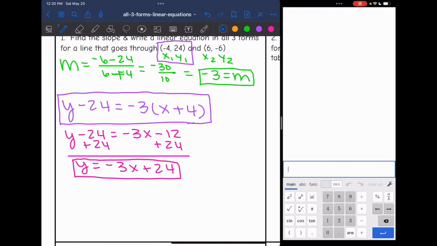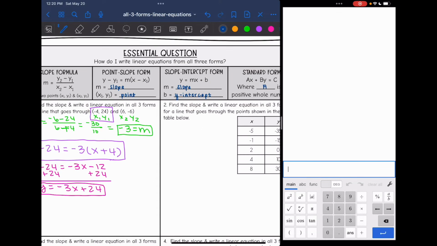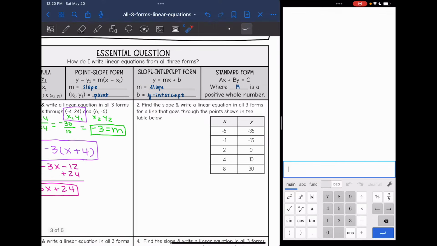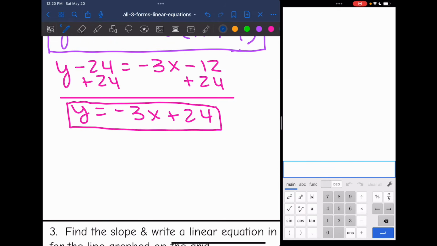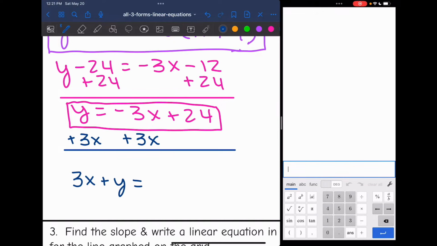And now finally I want to convert my equation to standard form. So I just need x and y on the same side, and I need to make sure that a is a positive whole number. So the only thing I need to do to convert this equation to standard form is add 3x. And now my equation is in proper standard form. 3x plus y equals 24.